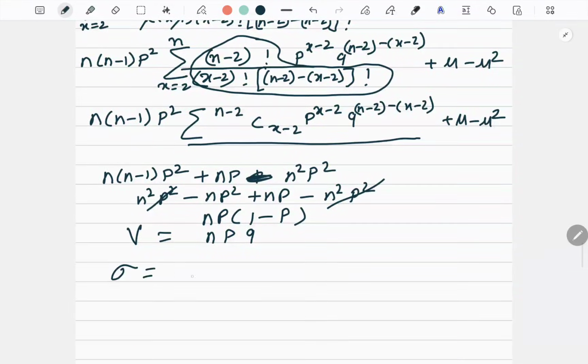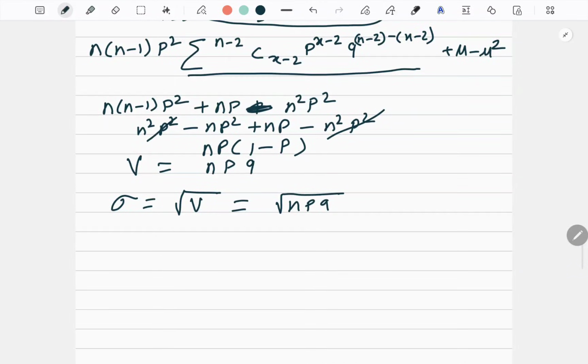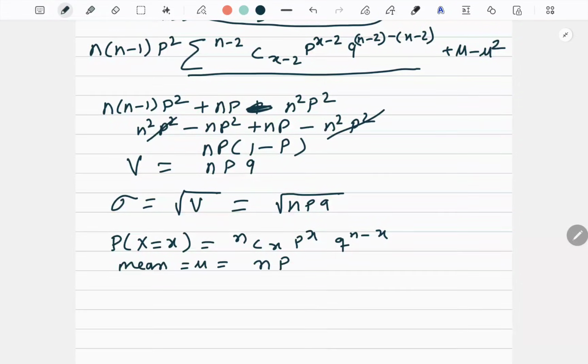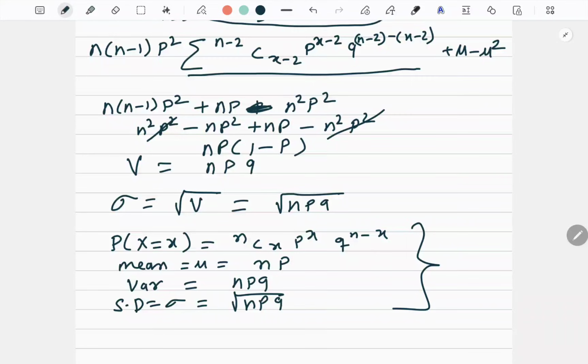And what is the standard deviation? Standard deviation is the square root of variance. So standard deviation is root npq. So what you can conclude is that for the binomial distribution, the probability function is given by nCx p to the power x q to the power n minus x, with mean mu equal to np, variance equal to npq, and standard deviation sigma equal to under root npq. So this much you should remember under binomial.